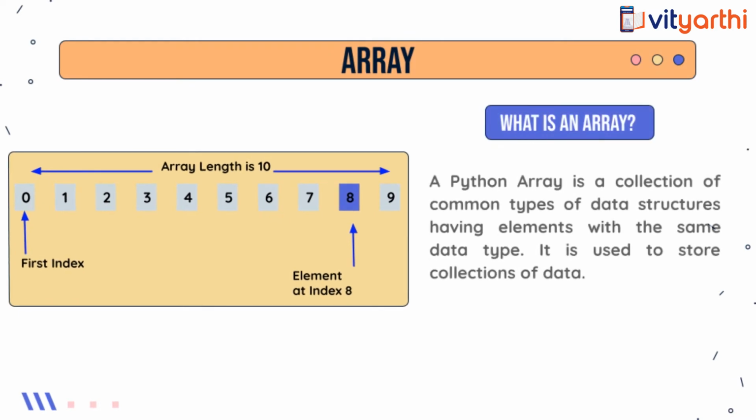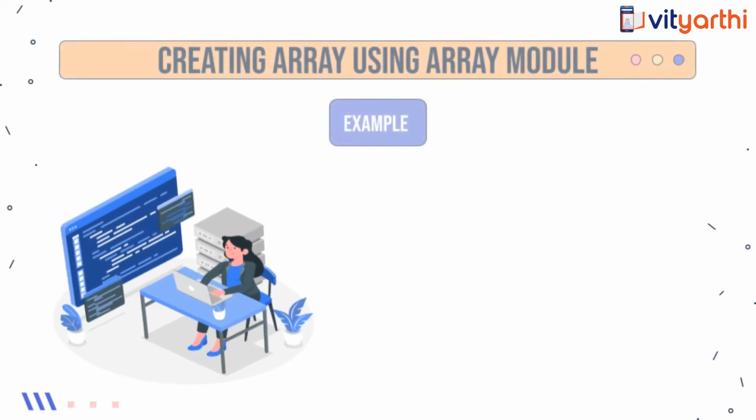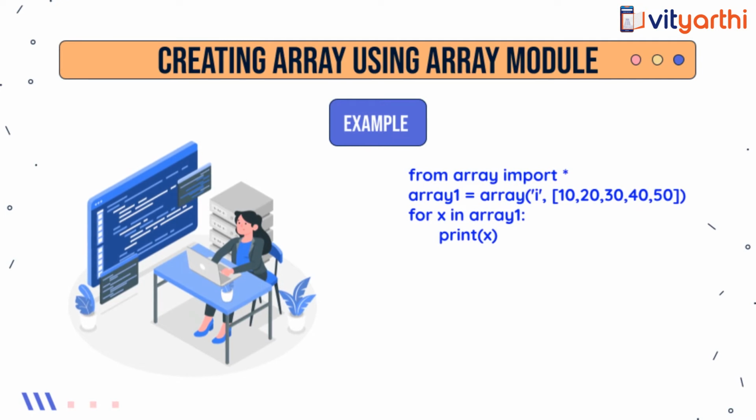Moving on to array. What is an array? A Python array is a collection of common types of data structure having elements with the same data type. It is used to store collections of data. Arrays are static in nature. It can be resized. You can add elements and do declarations. Let us look at the example of an array. In this example, you can import data in the array and declare it.